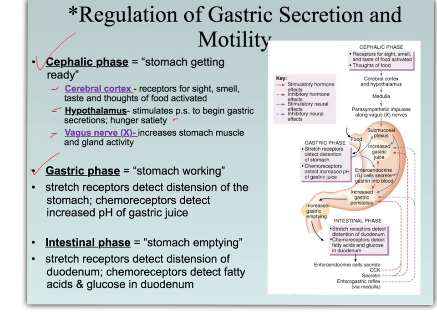In the gastric phase, that's when the stomach is doing its thing. The stomach is stretched out a little bit from food, and those are stretch receptors that sense that. Different receptors called chemoreceptors detect the gastric juices. And then in the intestinal phase, the stomach empties its contents into the duodenum. And in the duodenum, we have different receptors that sense that food that's there now by the stretch, and also chemoreceptors that detect the fatty acids and the glucose that's there.